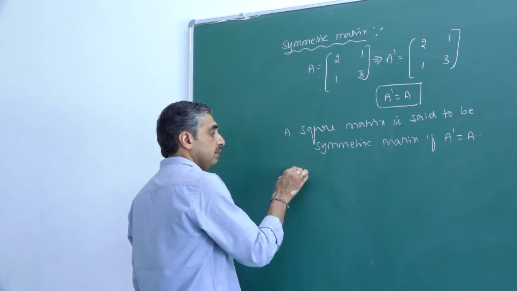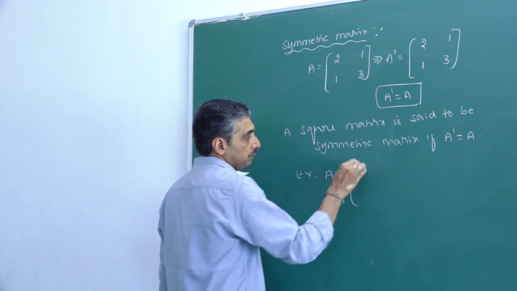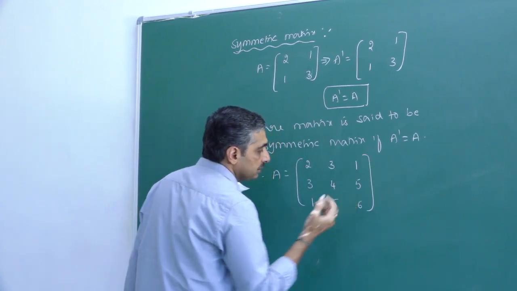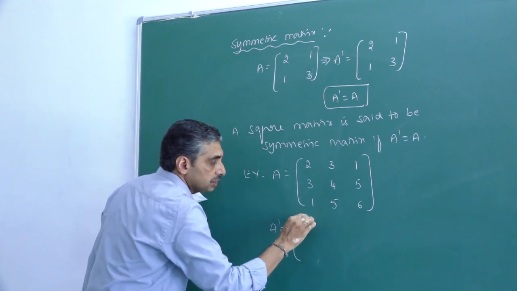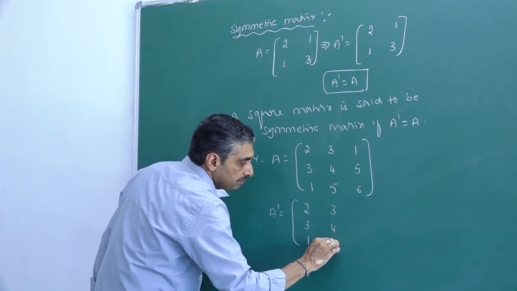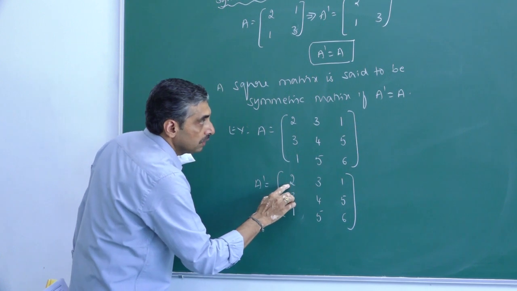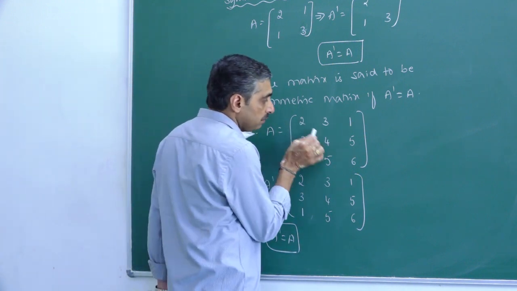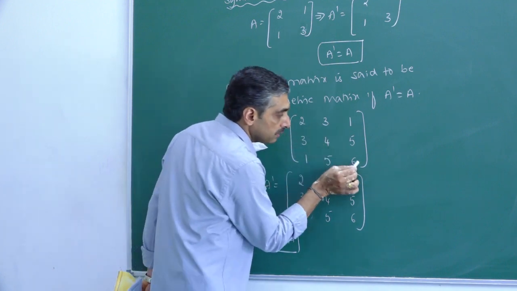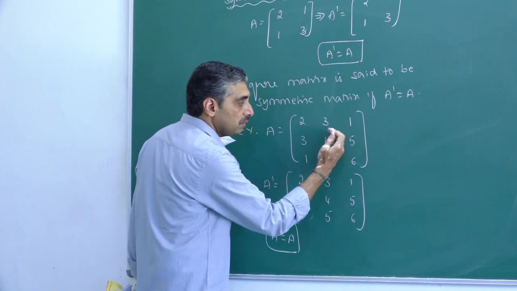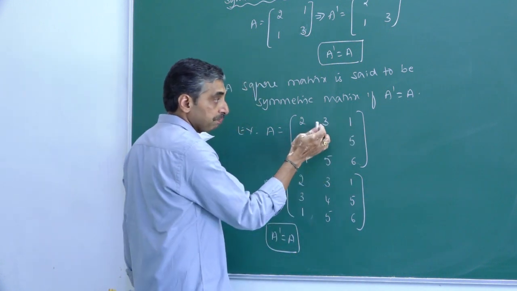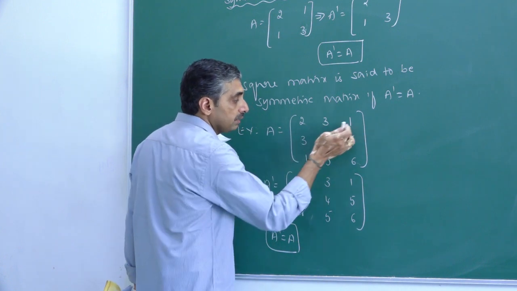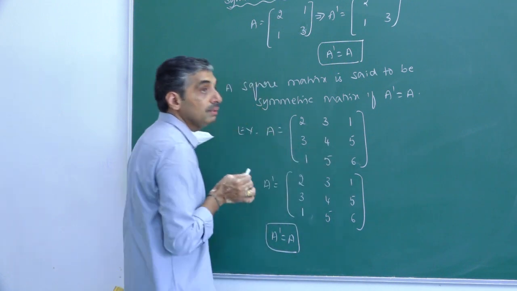For example, I'll go with one more example of third order. A is equal to 2, 3, 1, 3, 4, 5, 1, 5, 6. This is A. What is your A transpose? Interchange. Yes, 2, 3, 1, 3, 4, 5, 1, 5, 6. So can I say A transpose is equal to A? Just analyze the symmetric matrix now. In a square matrix, there is the principal diagonal. See the elements above and below the principal diagonal: 3, 1, 5, and 3, 1, 5. So the elements above the principal diagonal are the reflection of the elements below. 3 and 3, 1 and 1, 5 and 5. This is the idea behind a symmetric matrix.